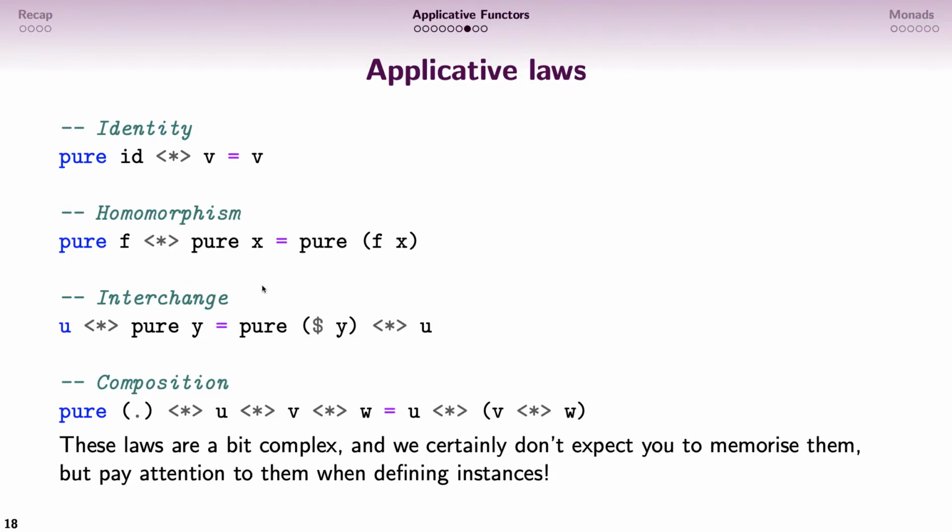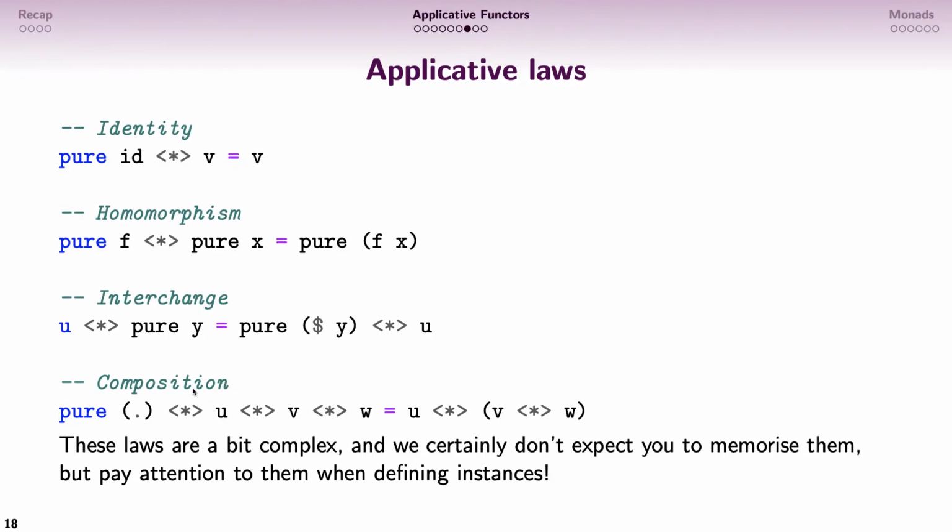Interchange says that, well, it's a little bit tricky, but essentially what it's saying is if you have a wrapped function and you apply it to a pure argument, then it's like applying the application operator with that pure argument to the wrapped function, right? It's just basically reordering the execution of the effects, if you like, of the applicative. It's a little complicated, but it's a law that you need in order to prevent order dependency in the application operator.